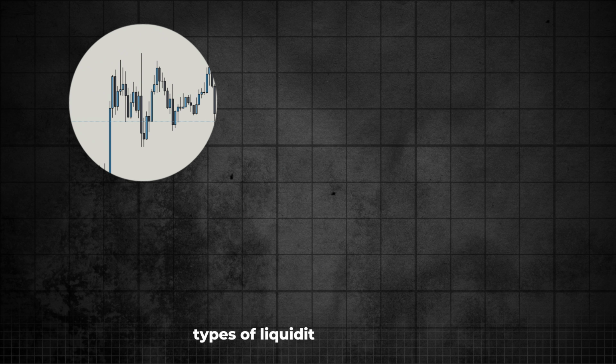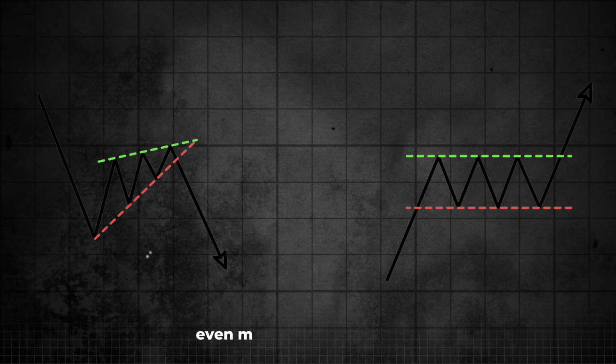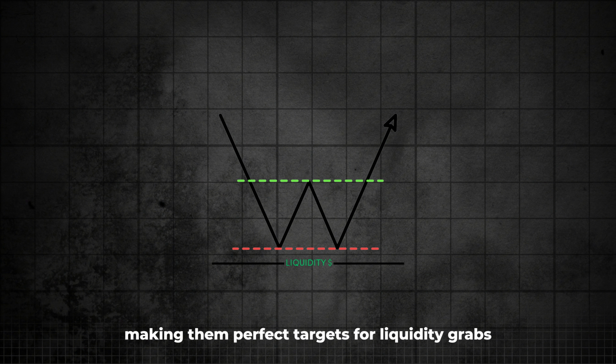Types of liquidity on the chart. Liquidity zones can take many forms: trend lines, consolidation areas, even major moving averages. But if you want to keep things simple, focus on equal highs and lows. These are the areas that most traders will focus on, making them perfect targets for liquidity grabs.